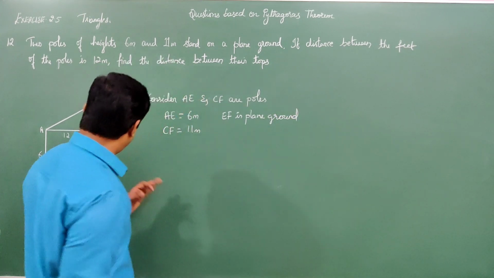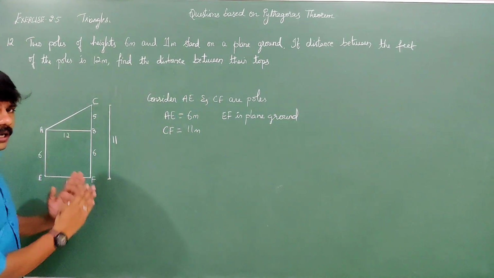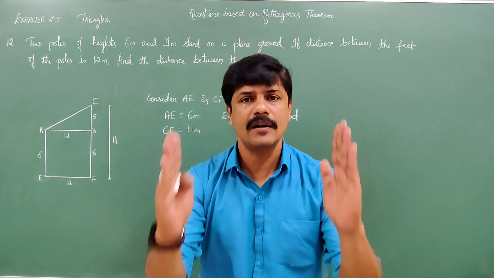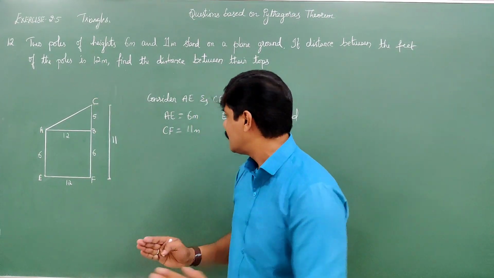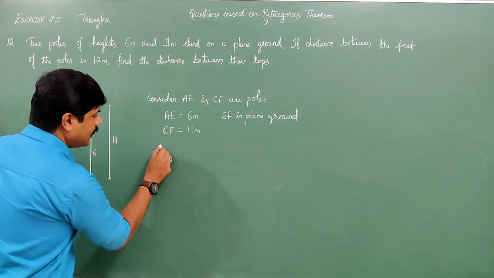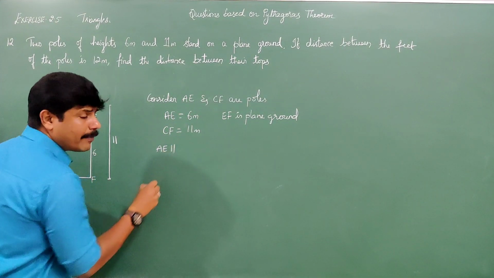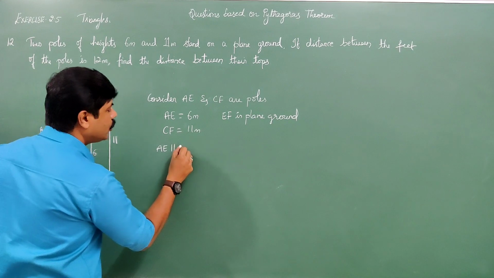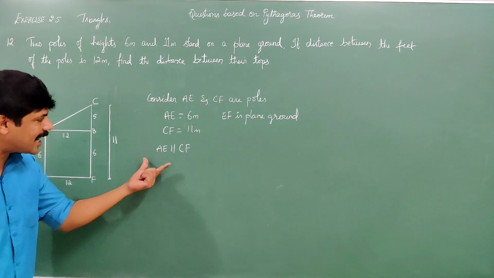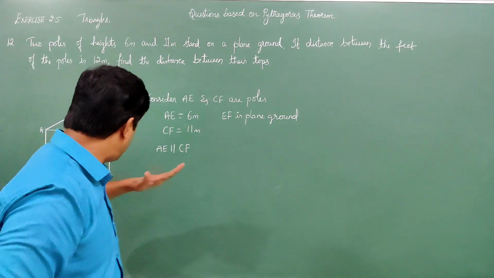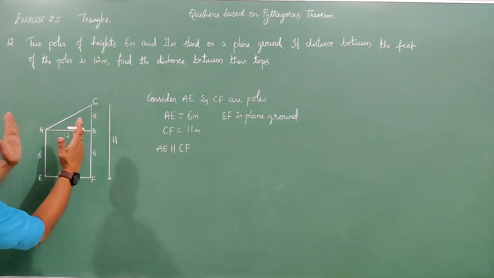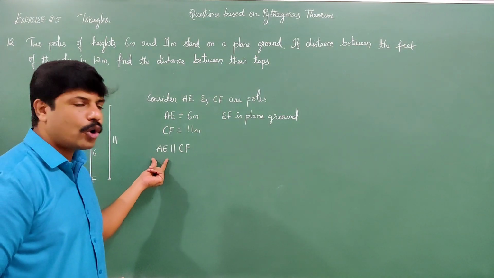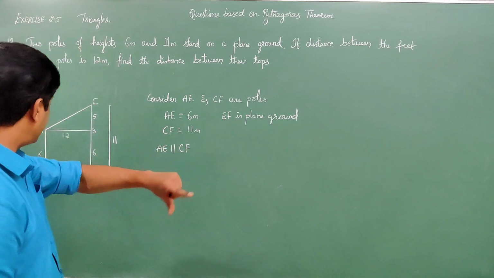They are standing on the plane ground, and these poles are always vertical poles. These poles AE must be parallel to CF because they are standing on the plane ground. That means AE is parallel to CF.